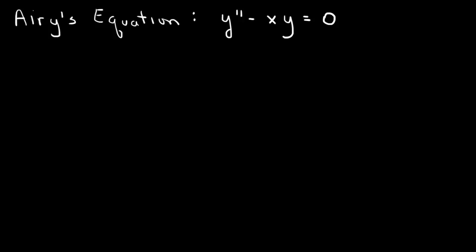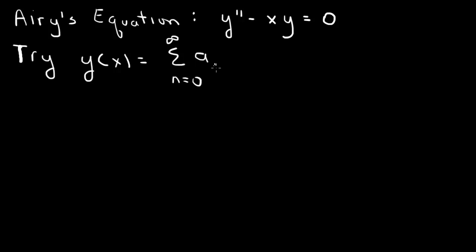In this video, we'll solve the Airy's equation, y double prime minus xy equals 0. And we'll do this by a series solution. So to solve an equation by the series solution, we make the ansatz: try y of x equals the sum from n equals 0 to infinity of a sub n times x to the n. So this is a standard power series.